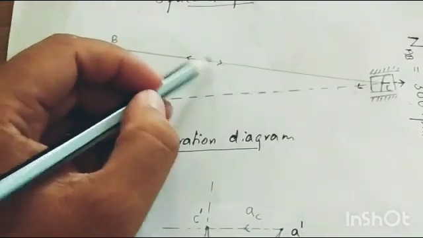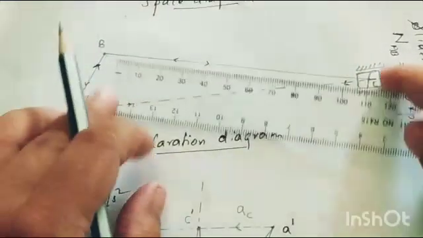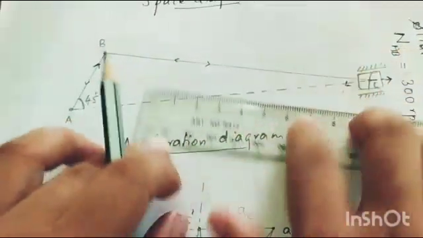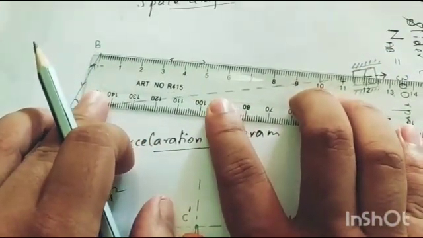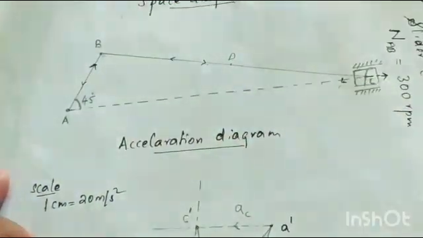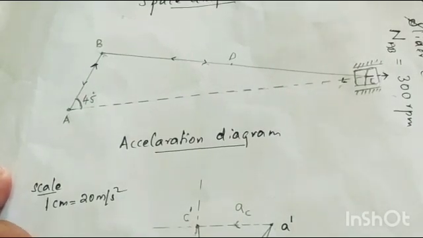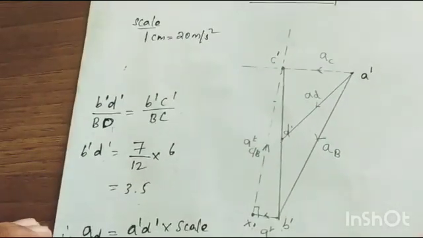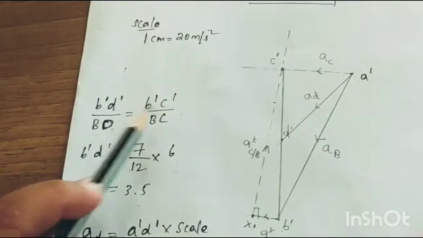You can take the scale and mark the exact midpoint. I'll take the scale like this. Since this is 12 mm, the midpoint will be somewhere here, that is 6 mm. Sorry, 60 mm, that is 6 centimeter. So this is BD. So what is B dash D dash? This will go to the other side.